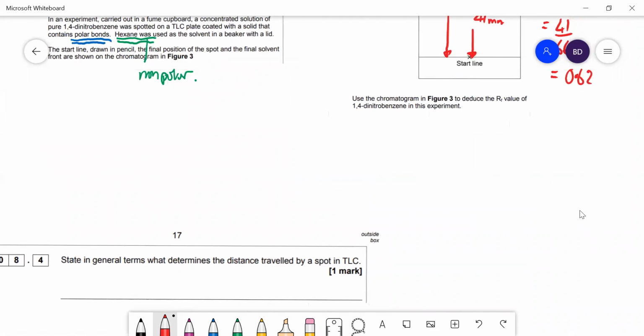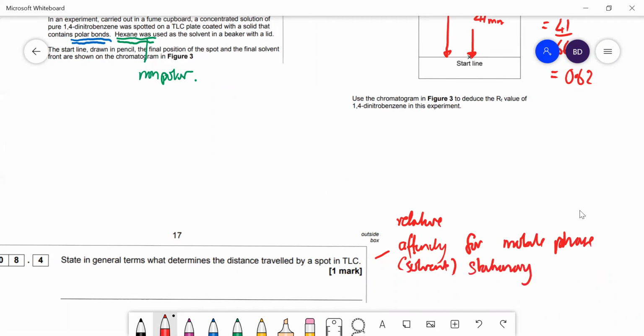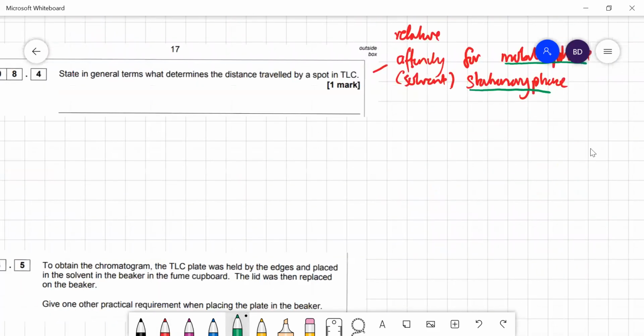Okay, 1 mark, we have sort of discussed that before. In general terms, what determines the distance traveled by the spot? It's the relative affinity for the mobile phase, which is the solvent, and the stationary phase, which is the TLC plate, the solid, which in this case we are told is fairly polar, and when the mobile phase is hexane, which is pretty non-polar. Okay, right.